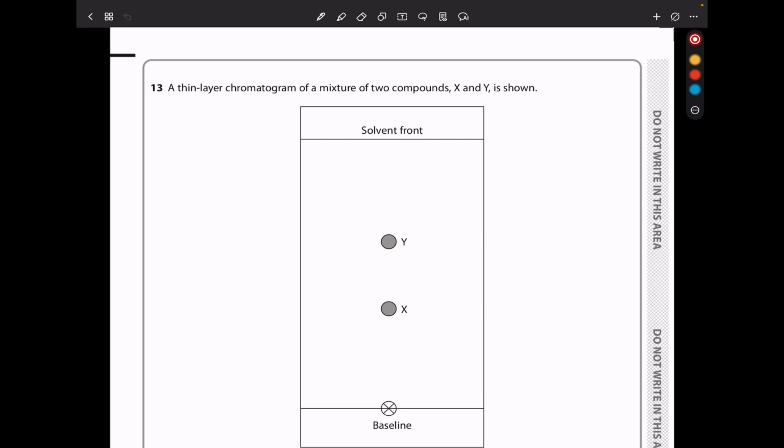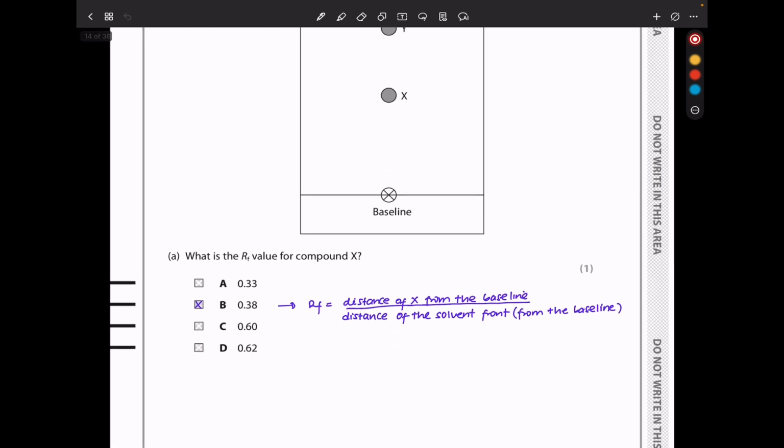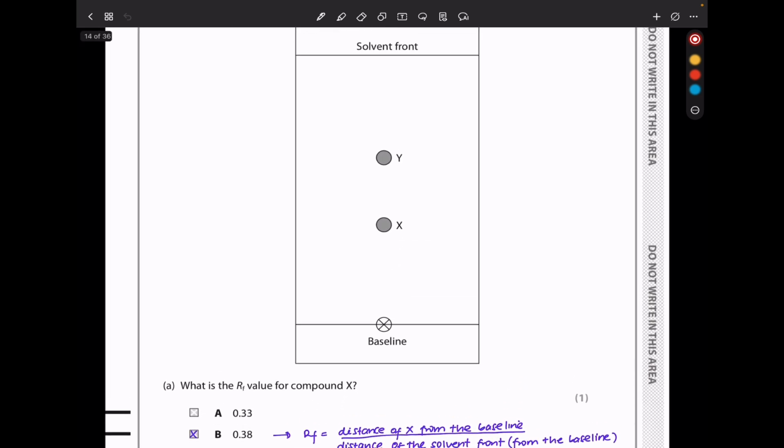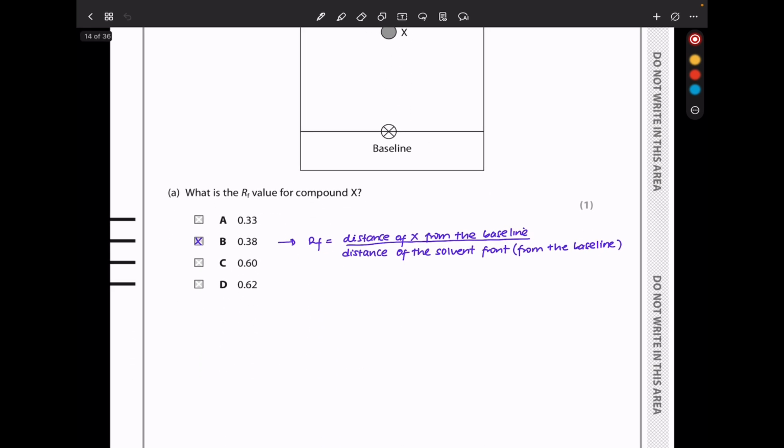In question 13, a thin layer chromatogram of a mixture of 2 compounds X and Y is shown. So they say, what is the Rf value for compound X? To find the Rf value, we need to measure the distance from the baseline to the compound, and then we measure the distance from the baseline to the solvent front. So we'll divide this distance by that distance in order to get the Rf value. So when I did that, I got 0.38 as my answer, and that is going to be B.